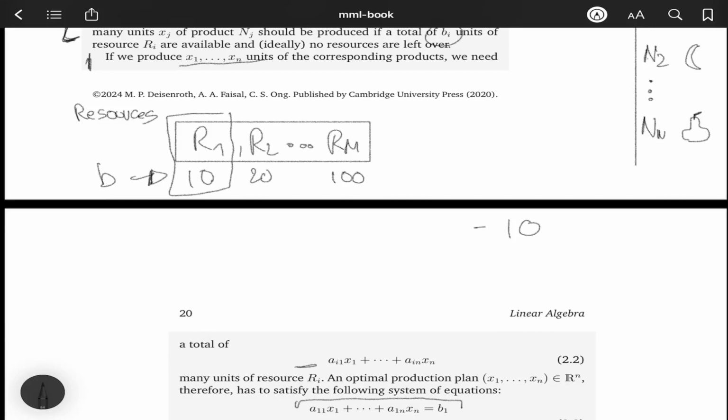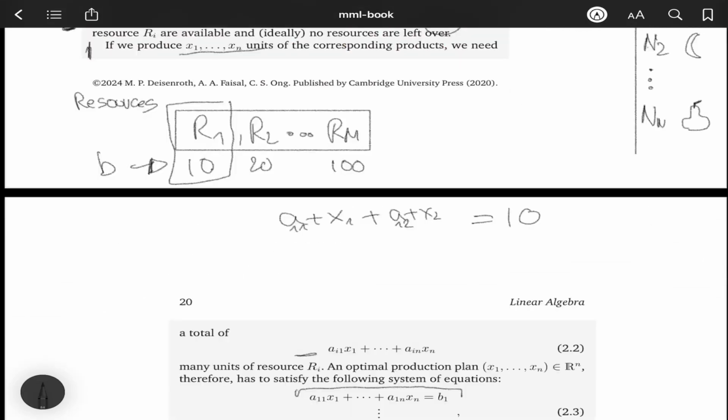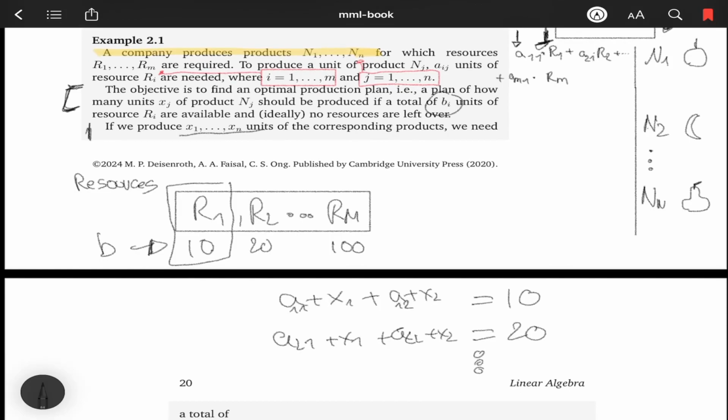So you would have something like 10 equals A plus x1 plus A something else plus x2. And in this case, they are not the same A, but the A which belongs to the resource and the A which belongs to the X. So 1,1 and 1,2. And then you will have the next equation, which is 20. Then you have 2,1 plus x1 plus 2,2 plus x2. And this goes on. Yeah, so I'm not really sure how the relation is between the x and the r. Maybe I'm reading it wrong.